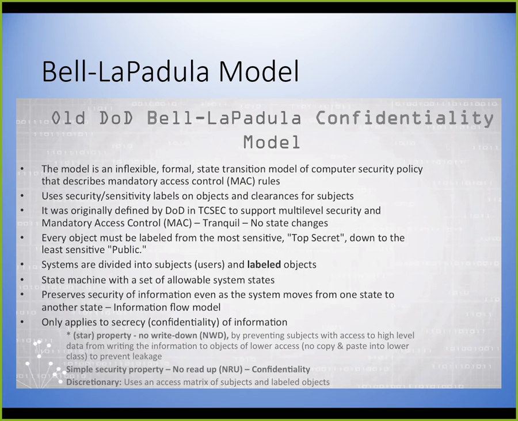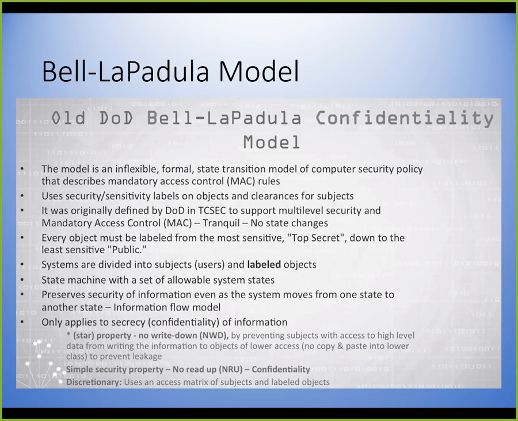This is a slide that I found. It's an inflexible, formal, state transition model, a computer policy that describes a mandatory access rule: security sensitivity labels on objects, and clearances for subjects. The sensitivity labels are the military, the government labels: top secret, secret, confidential, and then I don't know if we're using For Official Use Only or not. And then the clearances for the subjects. You have a secret clearance, you have a confidential clearance. You don't have a clearance, you have permission to go into the building.